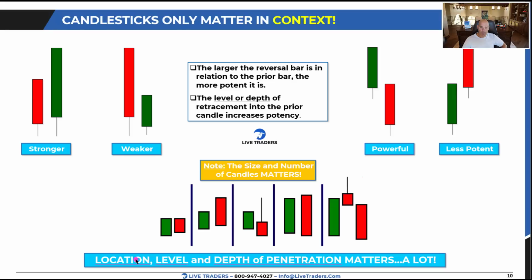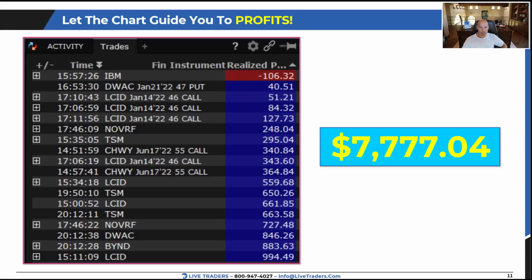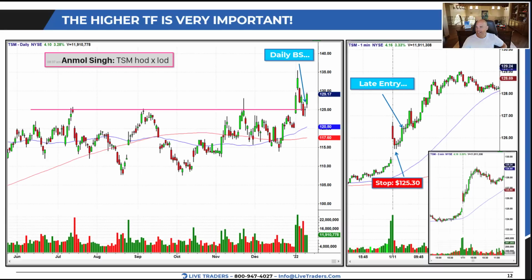Okay, so location, level, and depth of penetration matters a lot. I stuck a random unmall P&L in there, so I'm just going to move past it because I don't remember why I did it. Okay, let's move on. So now we take a look at this.